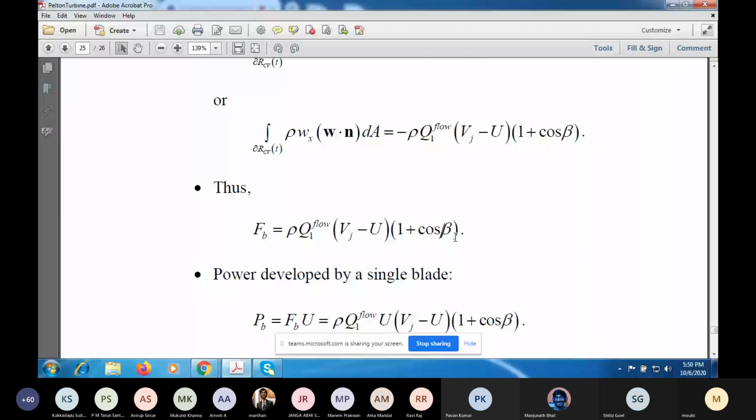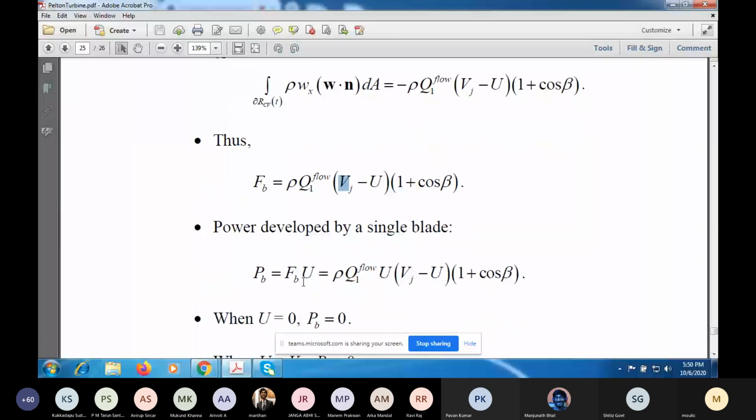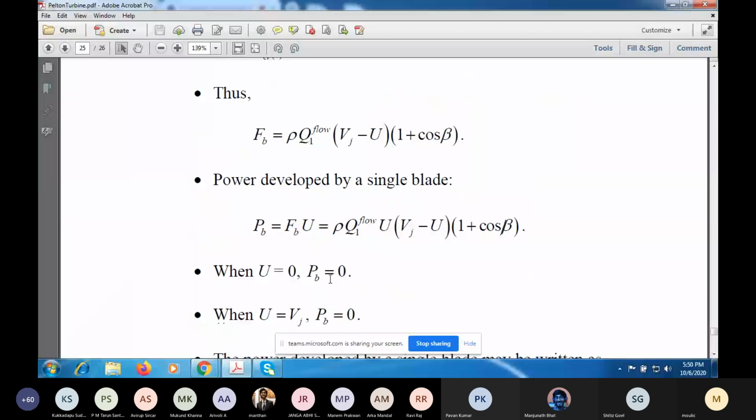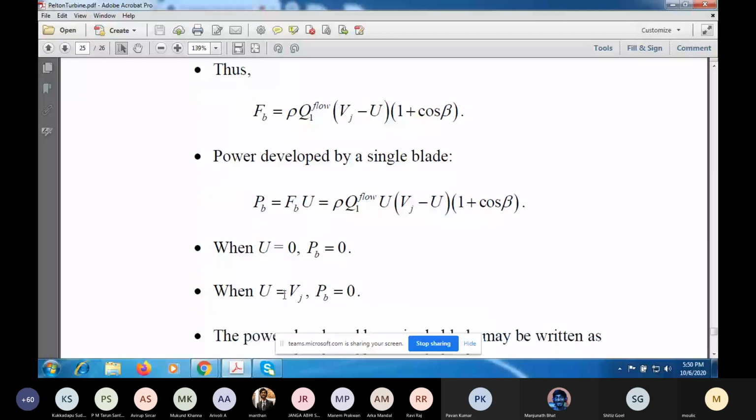Now for what value of beta would you get the maximum? And if you look at the power developed, that is simply Fb times U. So you'll have one more U here, U times Vj minus U into 1 plus cos beta. So you can see that when U is 0, the power developed Pb is 0. Now that is obvious because then the blade is not moving, so no work is done. But this equation also shows that when U is Vj, again the power is 0.